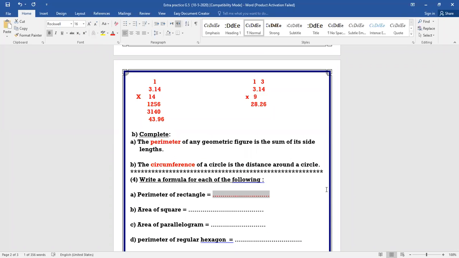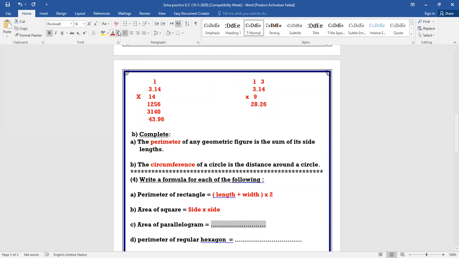Mister, can I answer? Okay Malak, go ahead. Perimeter of rectangle: length plus width multiplied by 2. Yes, length plus width multiplied by 2. Thank you Malak. Area of a square. Side multiplied by side. Yes, side multiplied by side. Okay, area of parallelogram.